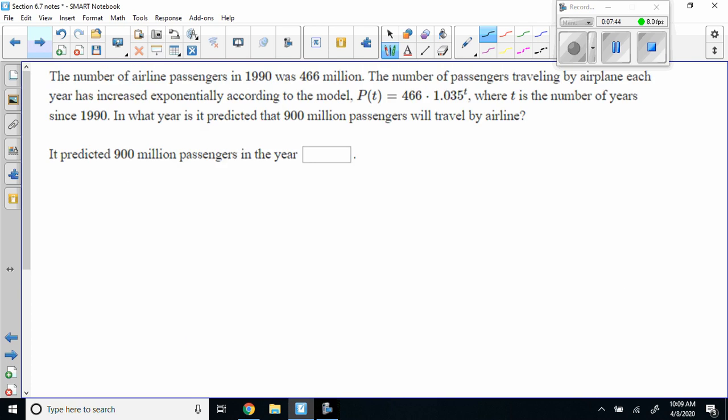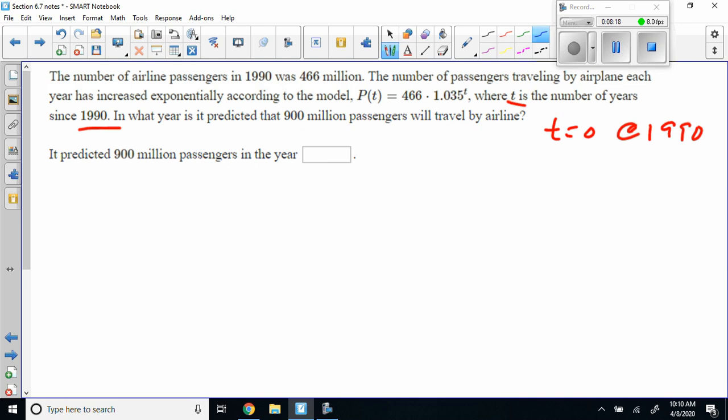Number of airline passengers in 1990 was 46 million. The number of passengers traveling by airplane each year has increased exponentially by this model, where T is the number of years since 1990. Okay, that's a big clue right there. T is the number of years since 1990, so T equals 0 at 1990. That's what that is saying. In what year is it predicted that 900 million passengers will travel by airline?